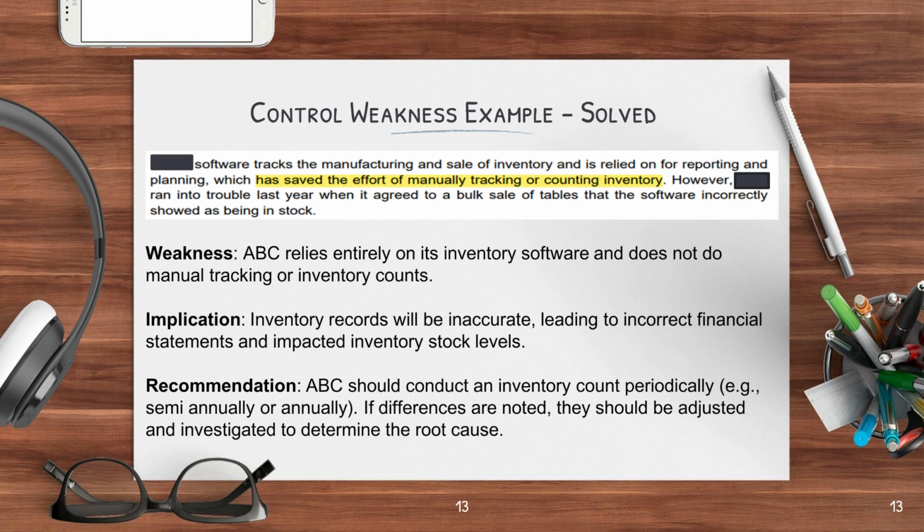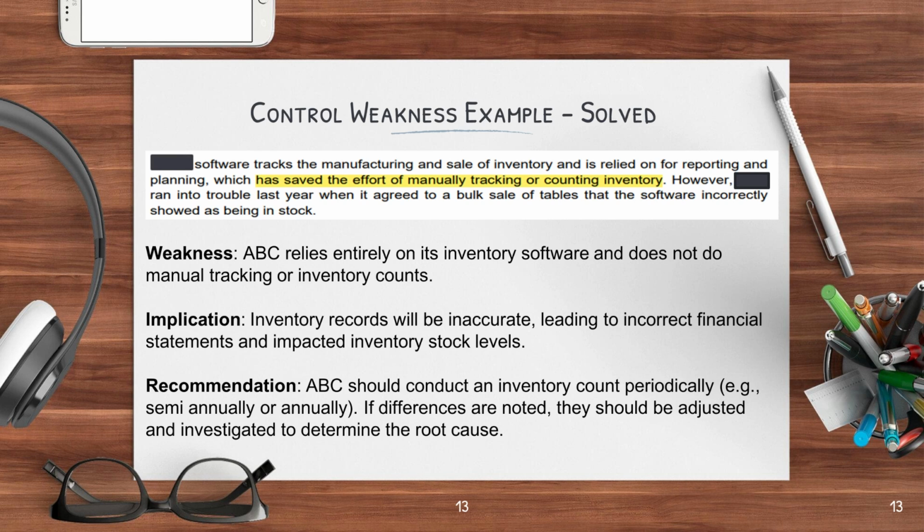So how to solve any control weakness issues is using the WIR approach, which is starting with your weaknesses, then going on to your implications and recommendations. So it doesn't need to be long, but you need to know that you're using case facts and you have to be direct. So in my solution, I said that the weakness is that ABC relies entirely on its inventory software and does not do manual tracking or inventory counts. Plain and simple. You don't need to use too many fancy words or go into too many details here.